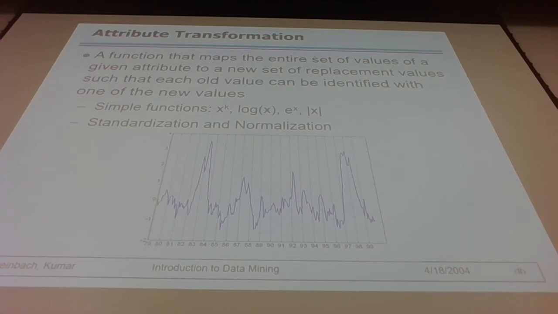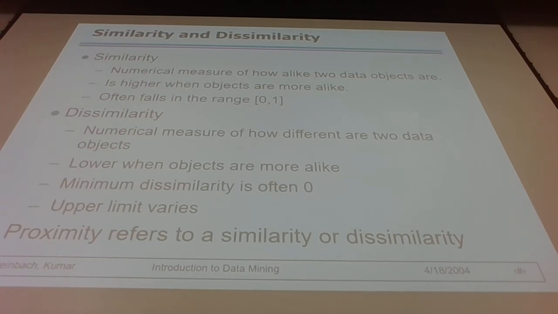So what is standardization, normalization? You take a signal minus its mean and then do some transformation to make it lie between 0 and 1. So those are simple things, but still these are important. Then we come to the notion of similarity and dissimilarity.